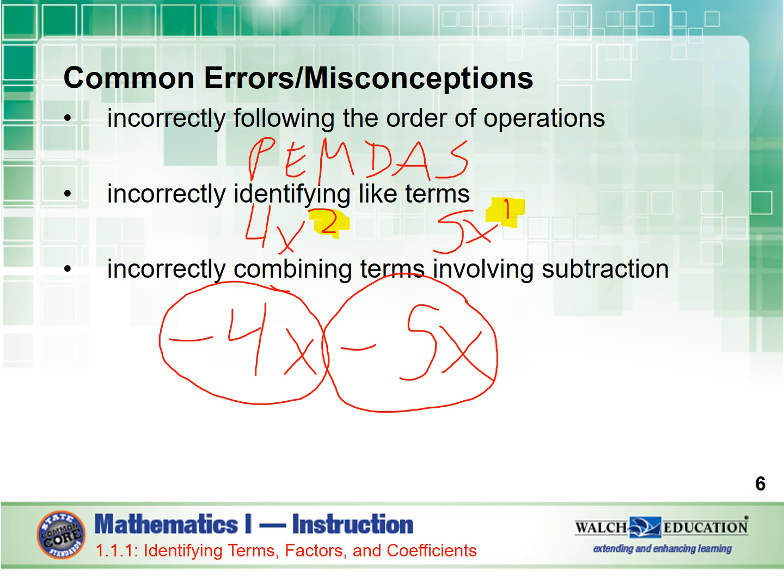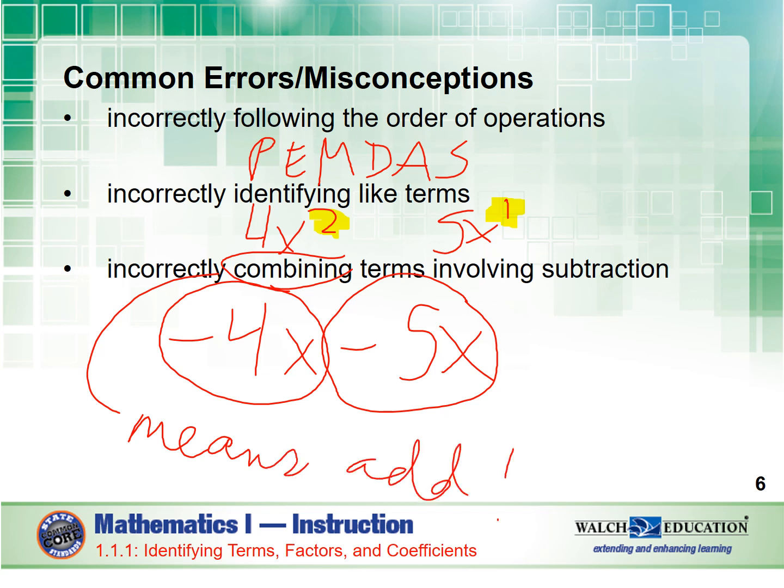Remember, when you combine, that means add. When you're adding two negatives, you're just going to have a bigger negative number. So you're combining negative 4x and negative 5x. You're just going to ask yourself, what's 4 plus 5? That's 9. X, because the variable doesn't change and your sign is negative. So that would be the answer.